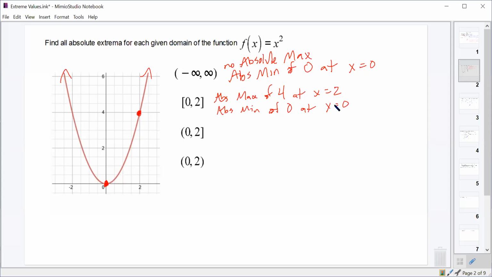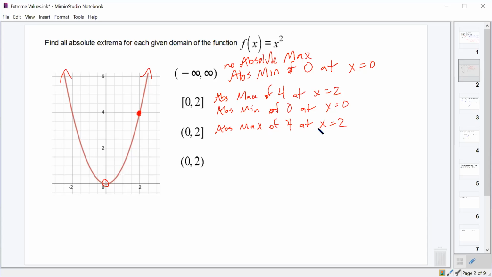Now, what if instead of having a closed interval, we make it a half open interval? So rather than being closed at 0, it's open at 0, but it's still closed at 2. Do we still have an absolute maximum? Yes, it should still be the same. Our absolute max should still be 4, and it's still occurring at x equals 2. What about an absolute minimum?